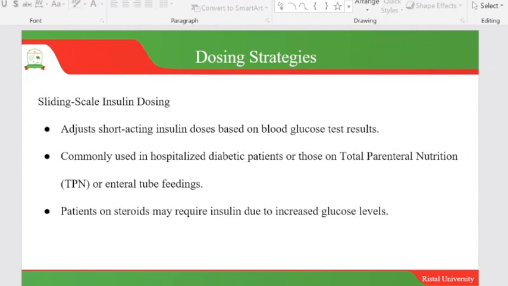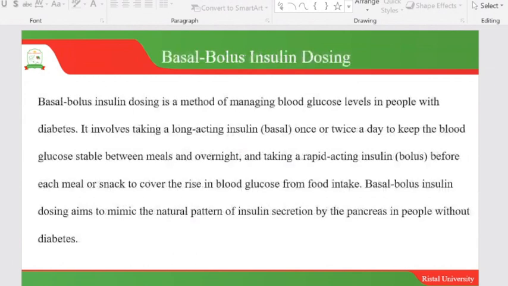Then patients on steroids may require insulin due to increased glucose levels. Let's look at the basal bolus insulin dosing. So the basal is the one that we have already talked about, where the release of glucose is long. Then the bolus is the one that is administered through injection.